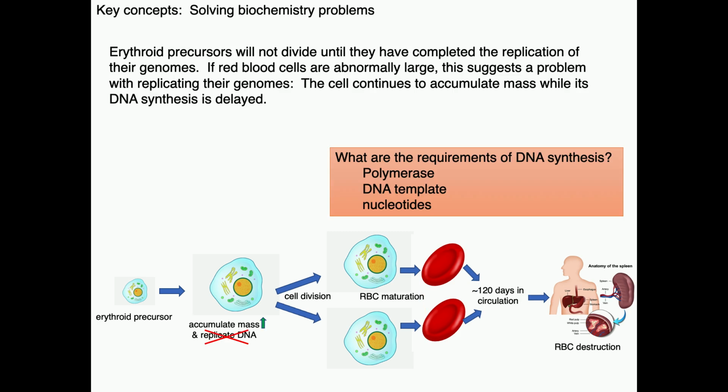Okay, so I'm going to step on some of Dr. Cormier's material. What are the requirements of DNA synthesis? Right, we need a template. That's there, right? That's within the cells. We need DNA polymerase. That's probably there, right?